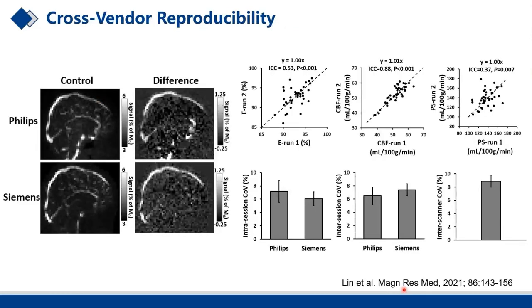So first, we indeed implemented the sequences on both Philips and Siemens scanners, and we want to know whether it is reproducible. And of course, we saw that the CoV of the sequences is around 8%, which is similar to ASL. So we do have a good reproducibility.